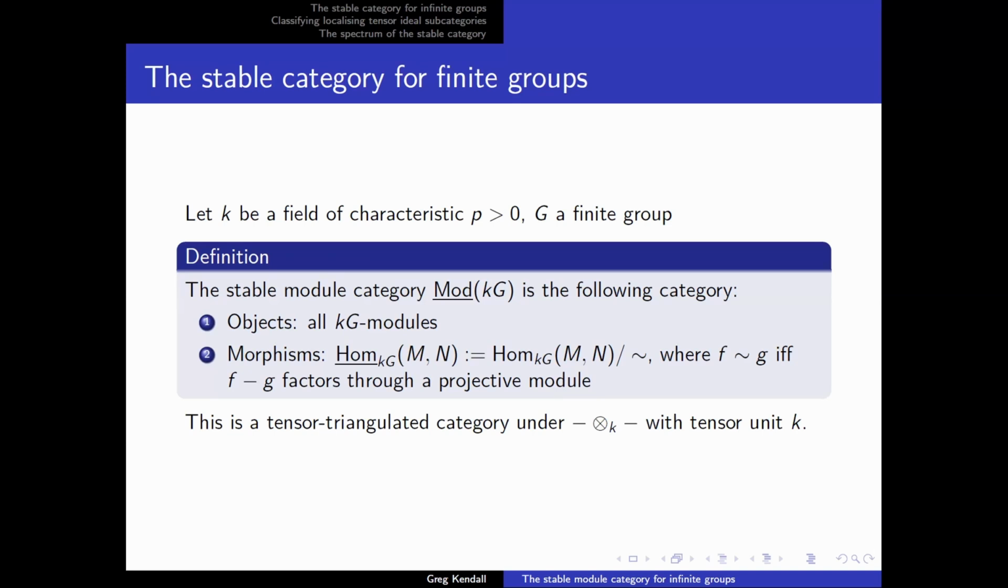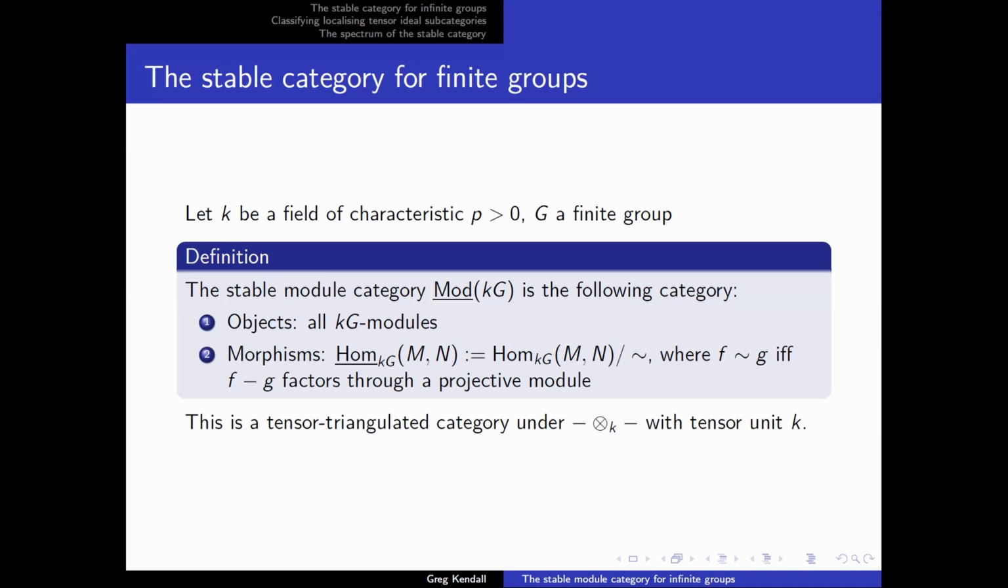Somehow we can think of these as some category version of rings. The triangulated structure just comes from the short exact sequences of modules. These descend to give exact triangles. The tensor product over K with the diagonal G action descends to a well-defined functor on the stable category, and it's a triangulated functor as well. And it has a tensor unit. So we just look at the field K with trivial G action. We tensor that with any module M, and you get something that's naturally isomorphic to M.